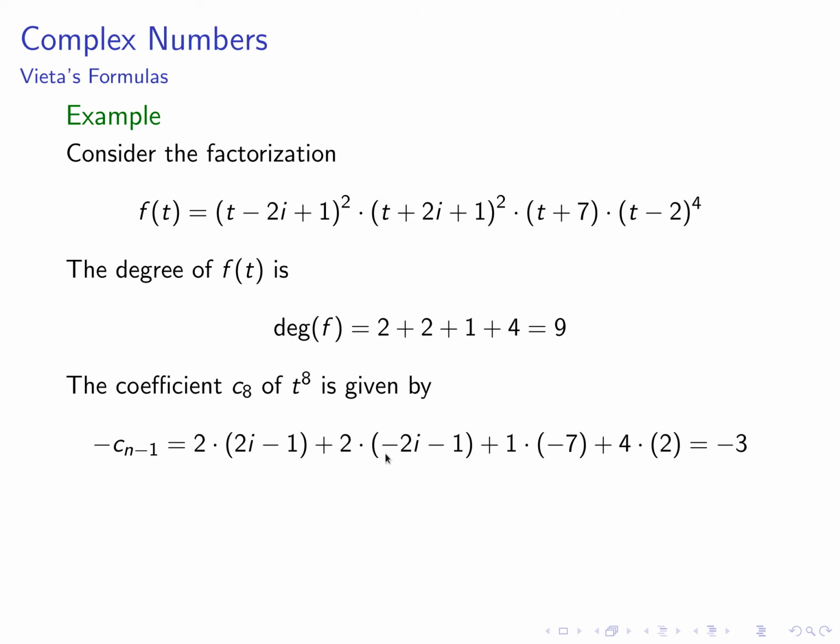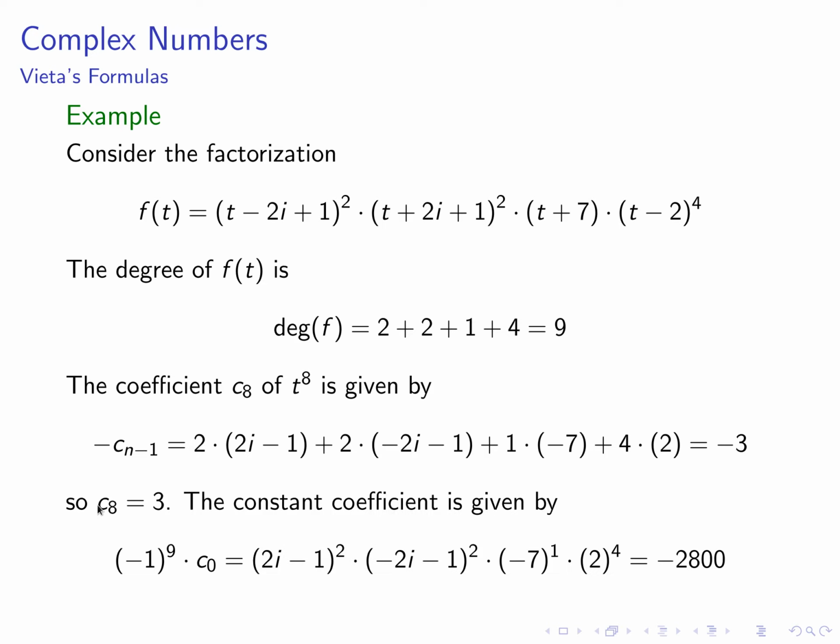So we take each of the multiplicities and multiply by their roots. We sum everything up, and in this case we get negative 3. What that's telling us is that the negation of the coefficient of t to the 8 is equal to negative 3, which tells us that c sub 8 here has to equal 3.